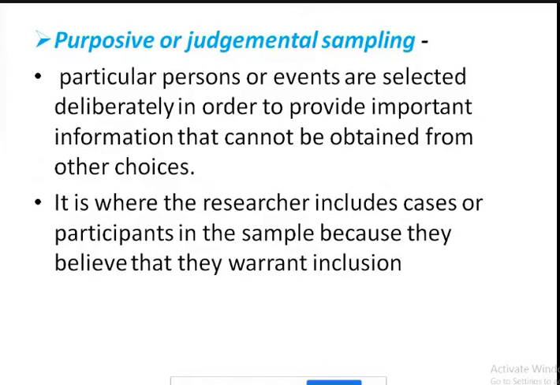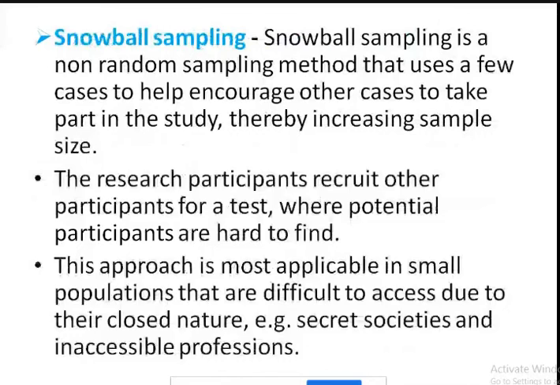Snowball sampling is a non-random sampling method that uses a few cases to help encourage other cases to take part in the study, thereby increasing the sample size. The research participants recruit other participants for the test, where potential participants are hard to find. This approach is most applicable in small populations that are difficult to access due to their closed nature, for example, secret societies and inaccessible professions.